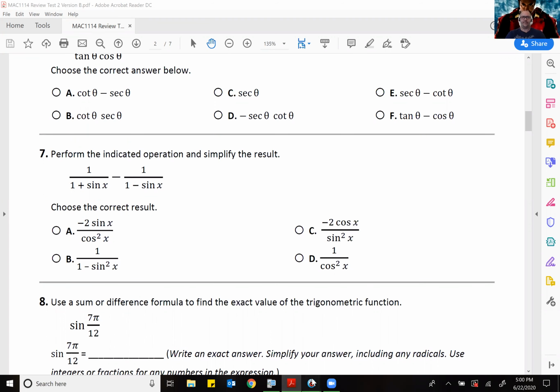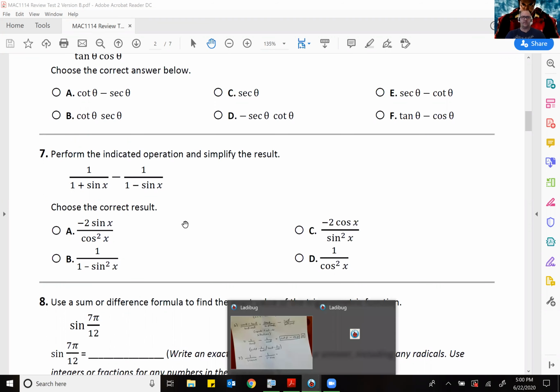Okay. So again, they want you to simplify. They don't care if these things are going to be in division or not. If you notice, all of the answers are in terms of sines and cosines. So we want to leave it in terms of sines and cosines. Don't introduce anything like tangent, cotangent, secant, cosecant. We don't want none of that junk.